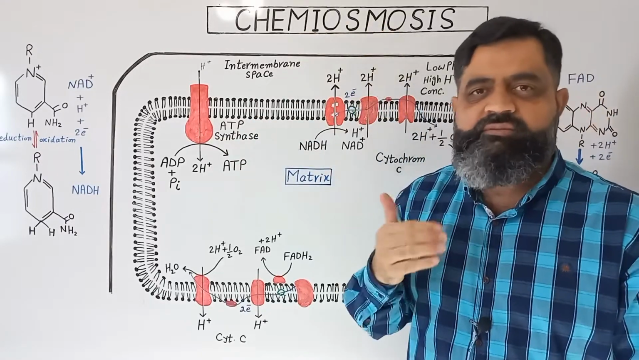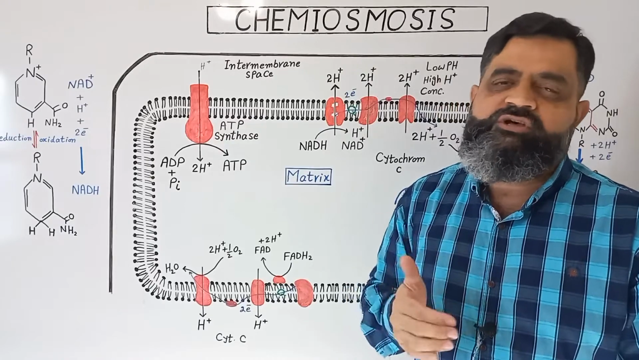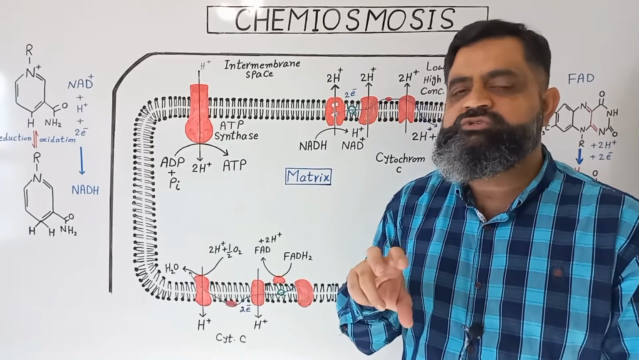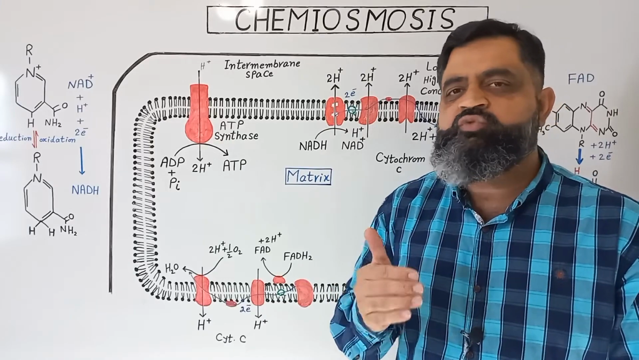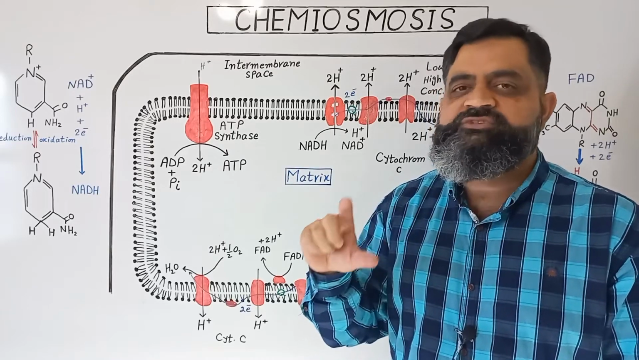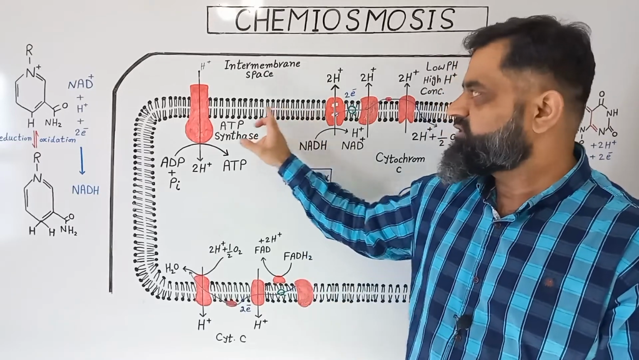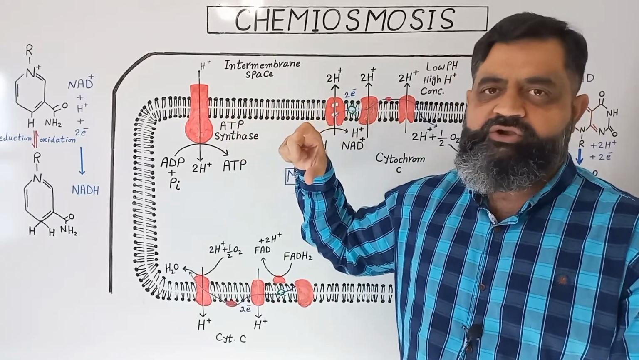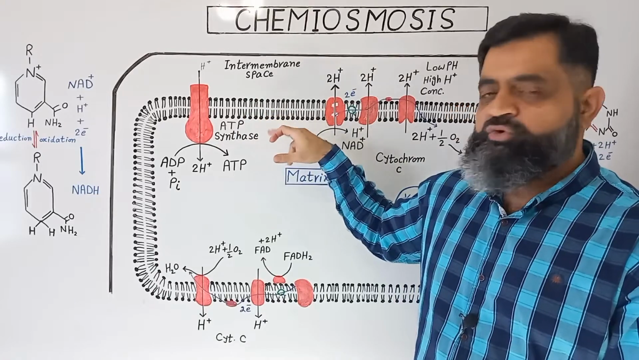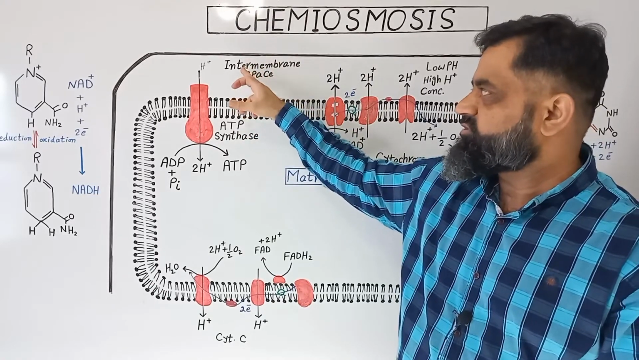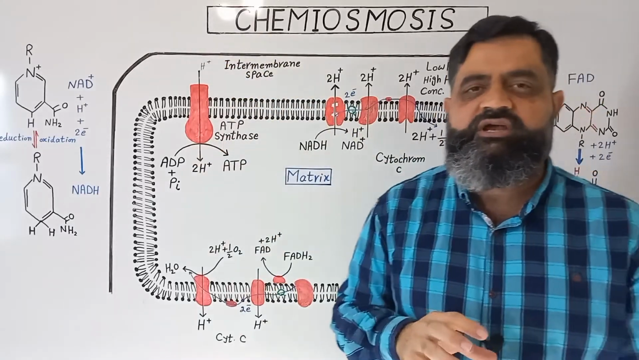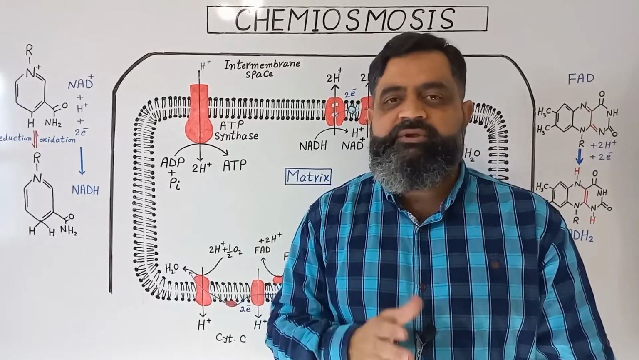Chemi means protons, chemicals, ions. Osmosis is the movement of, usually it is considered as water molecules, but right here we are using this term for ions. Osmosis is the movement of molecules from higher concentration to lower concentration across a semi-permeable membrane. So right over here there is a semi-permeable membrane, which is the inner membrane of the mitochondrion, and the movement of H positive ions is taking place from higher concentration to lower concentration, just like ions which get separated in a battery.